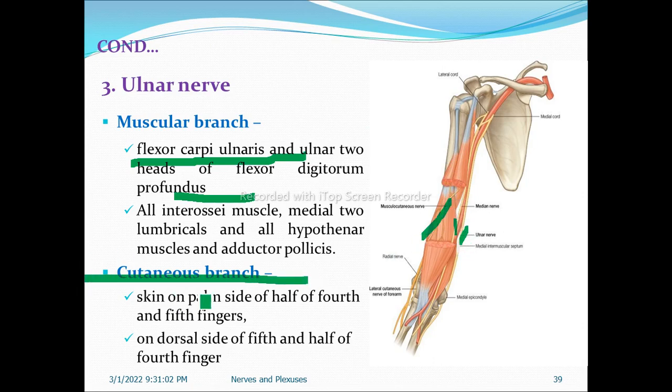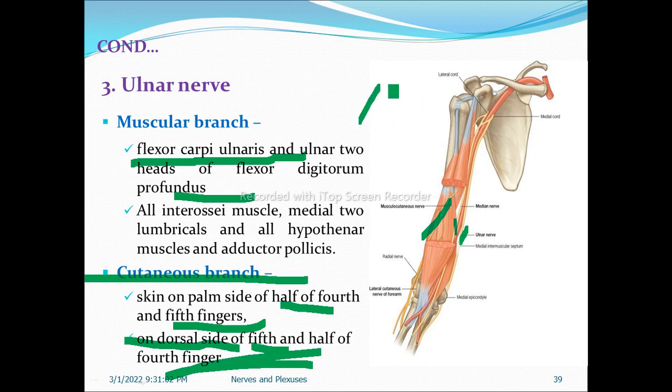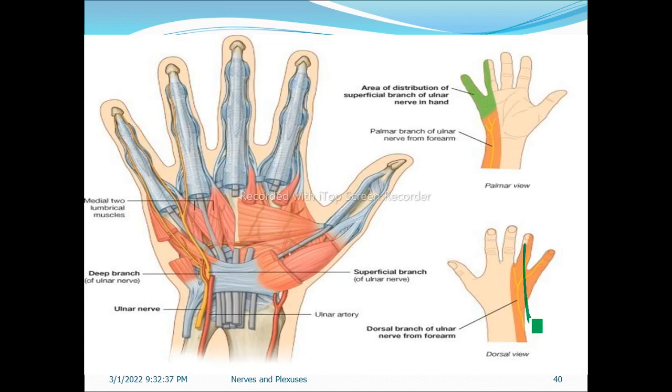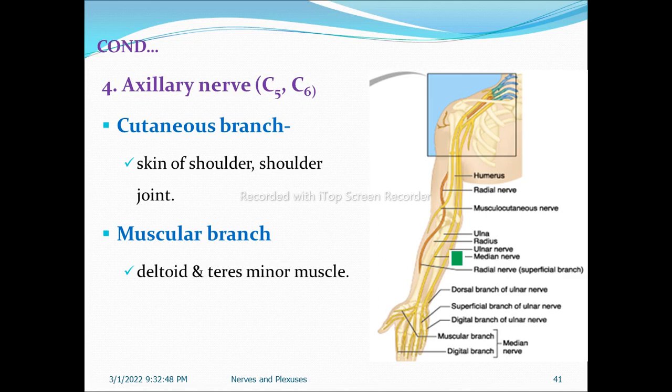And the cutaneous branch supplies the skin on the palm side of half of the fourth and the fifth finger. This we have also discussed. And on the dorsal side, the fifth and half of the fourth finger. Similarly, half of the fourth and fifth finger, anteriorly and posteriorly, on the palm side or the dorsal side, are supplied by the ulnar nerve. This is on the dorsal side, this is on the palm side. Both are supplied by the ulnar nerve.